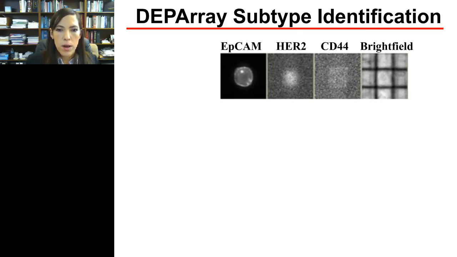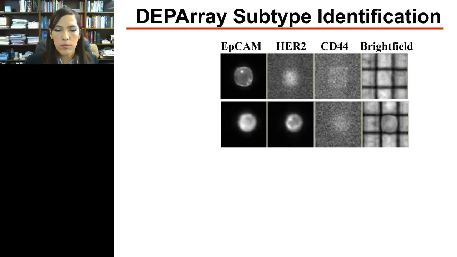In this schematic picture, you're looking at one cell that goes all the way across in different channels. This cell we were able to see is EpCAM positive and expresses very little or no HER2 or CD44. The fuzzy background indicates that we had to zoom way in to see any signal, so these are essentially negative or have very little expression. And then the bright field shows the cell in its cage.